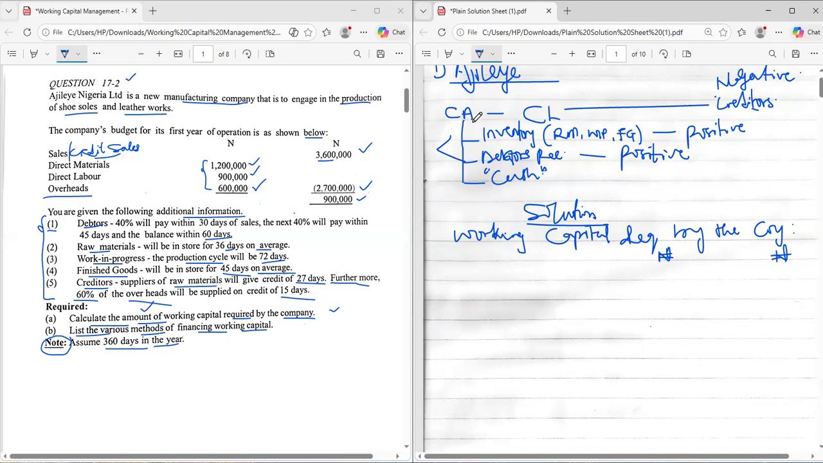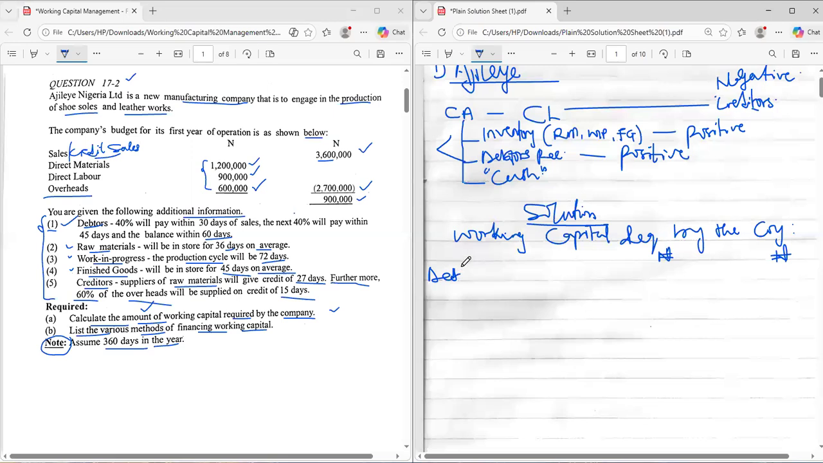So let's start with our current assets. You can start with inventory first, or you can start with debtors first. It doesn't matter. My own is to capture both of them because they are in the question. Debtor is in the question, and inventory of raw material, work in progress, and finished goods are all in the question. So capture all of them. In this case, let's capture debtor first.